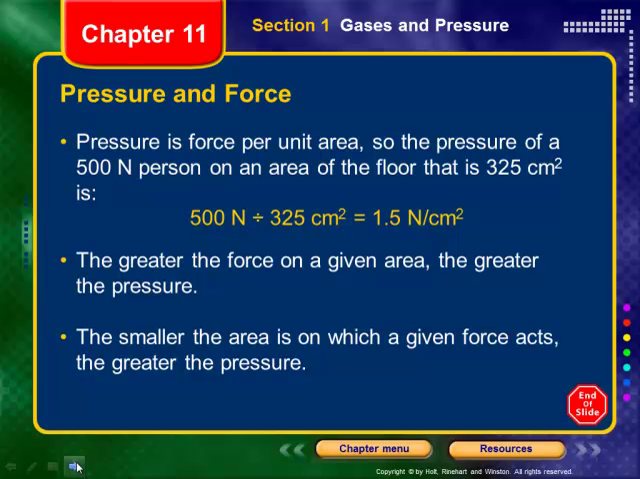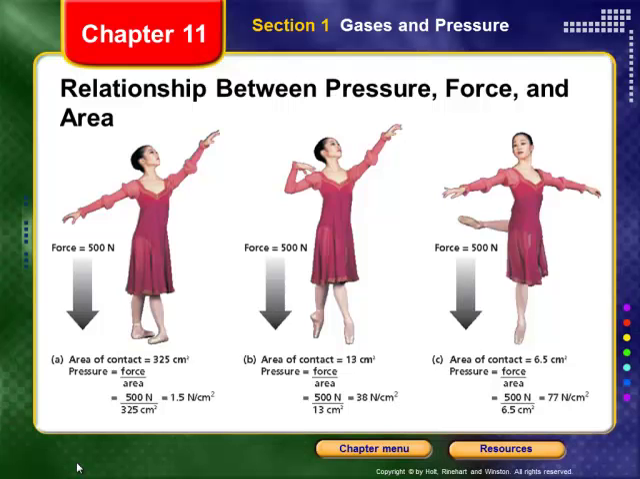Okay, so if you want to increase pressure, you can either increase the force or you can decrease the area over which that force acts. And here you see that relationship. Here you see a person standing on the floor. This is our 51 kilogram ballerina. When both of her feet are in contact with the floor, she is applying her weight over an area of 325 square centimeters for a pressure of 1.5 newtons per square centimeter.